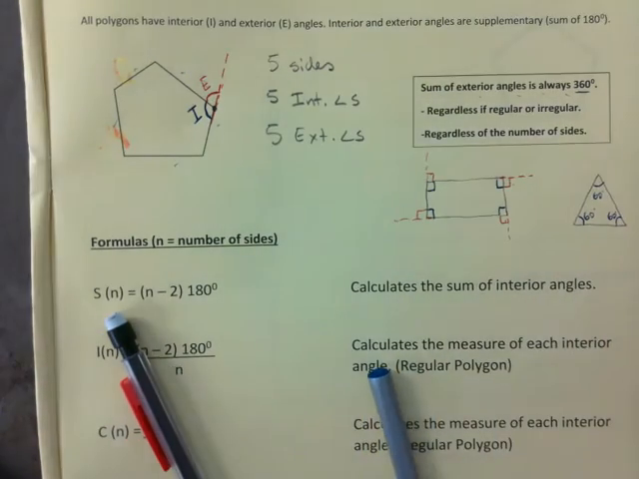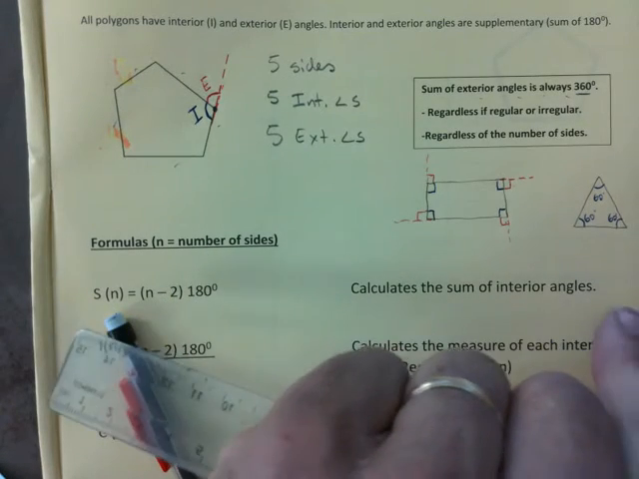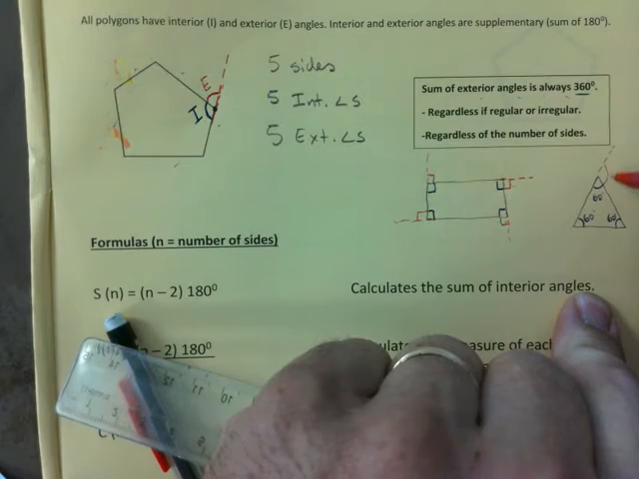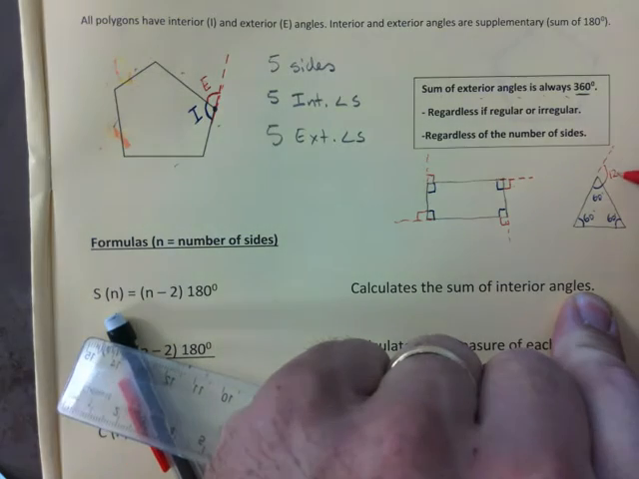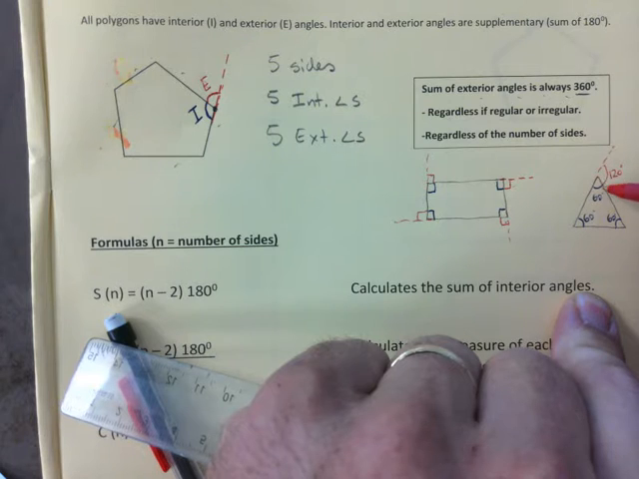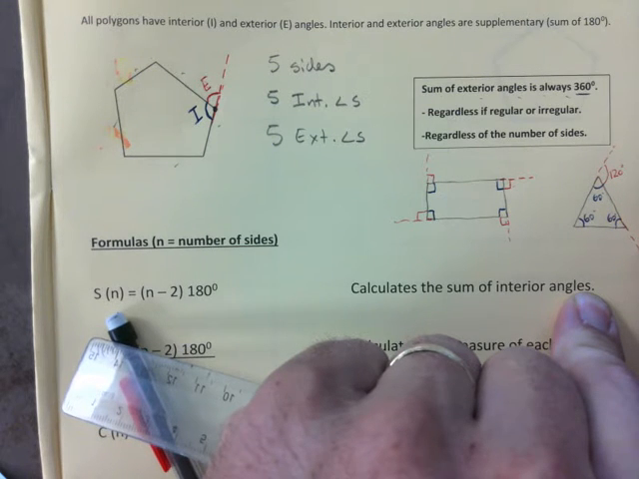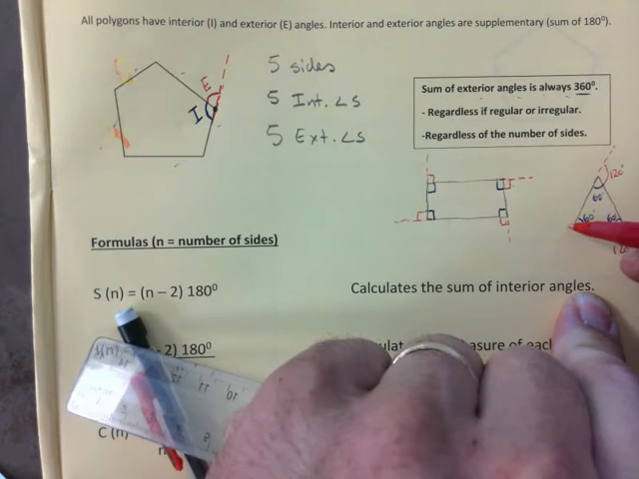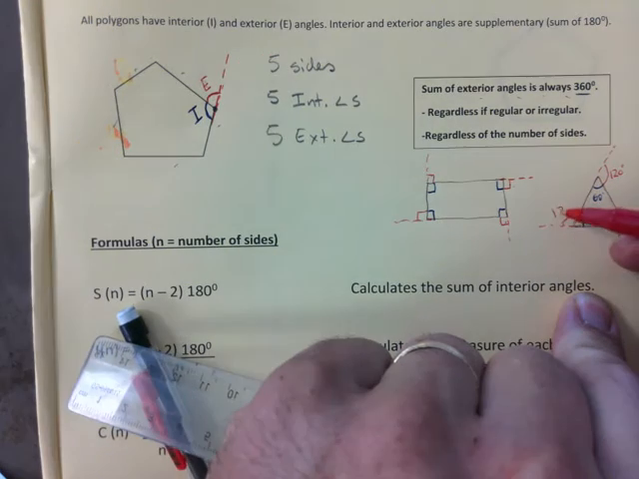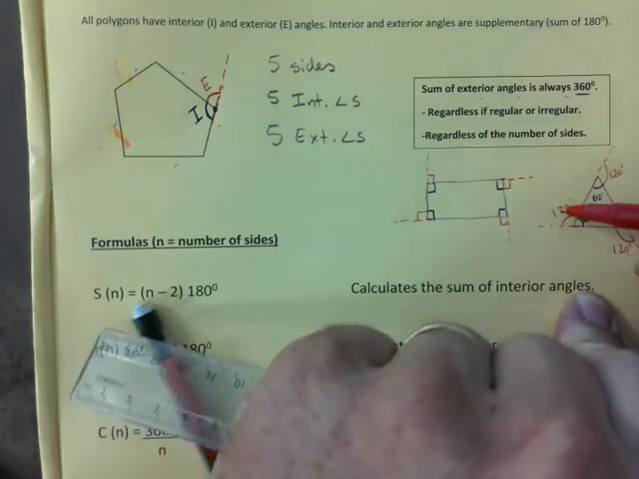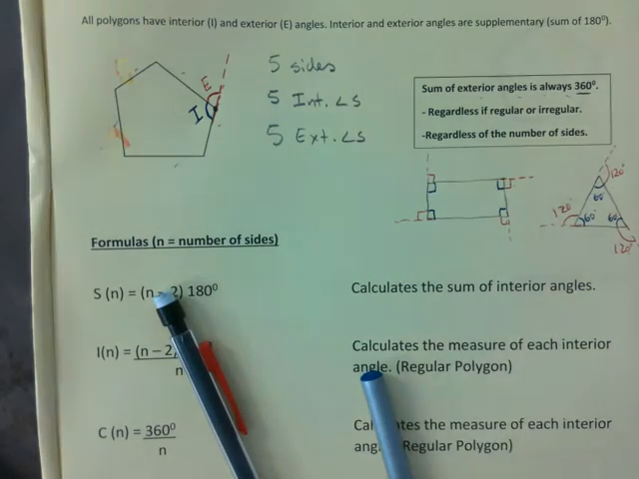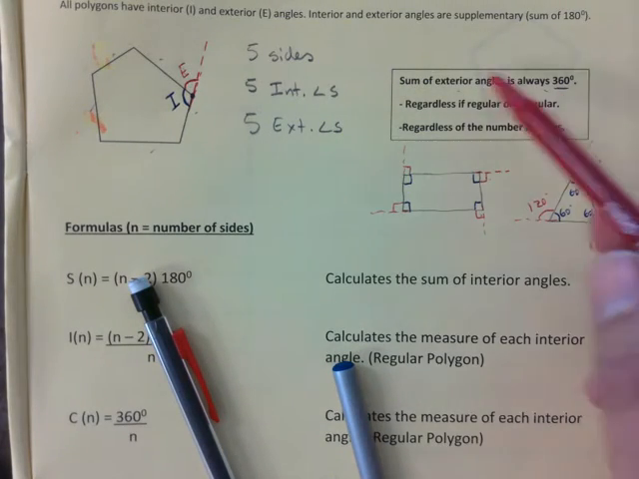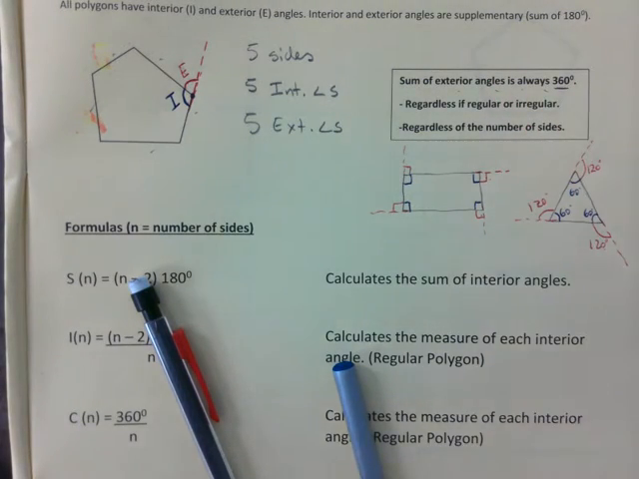Then you travel. If I ask you to label all of the exterior angles, all you do is travel along and extend it. You've got 120, right? You travel down, extend it. You've got 120. You travel here. You've got 120. 120 times 3 is 360, right? So it's always 360. The sum of exterior angles is always 360.